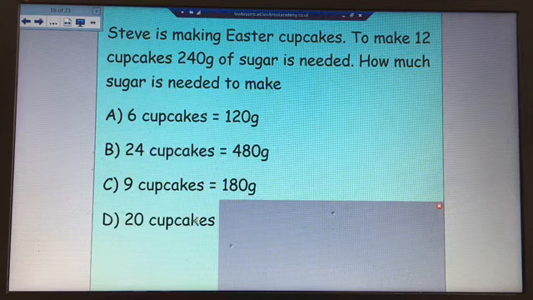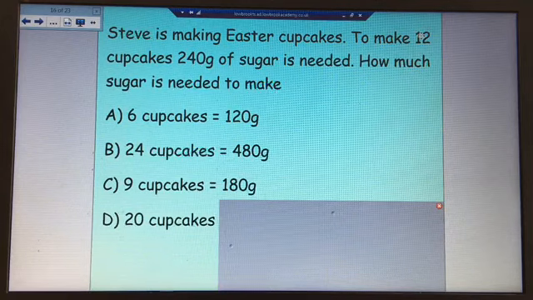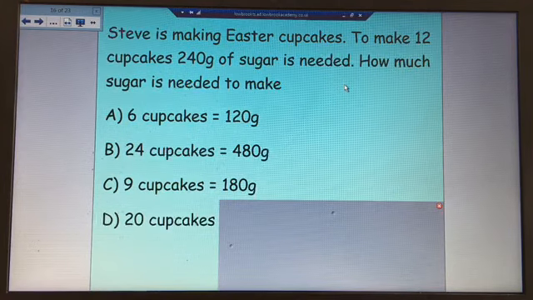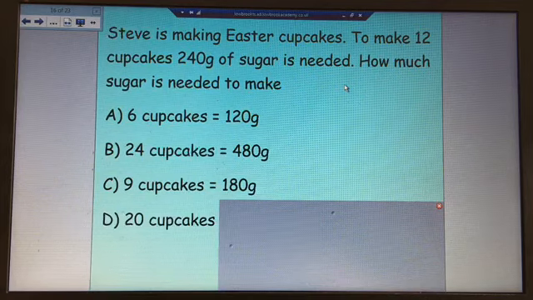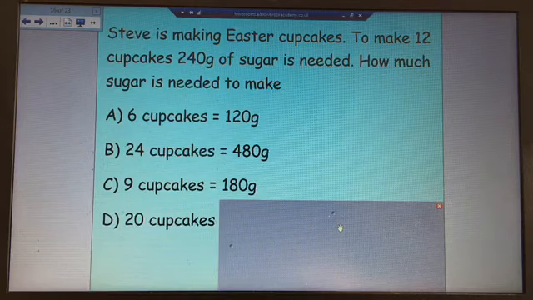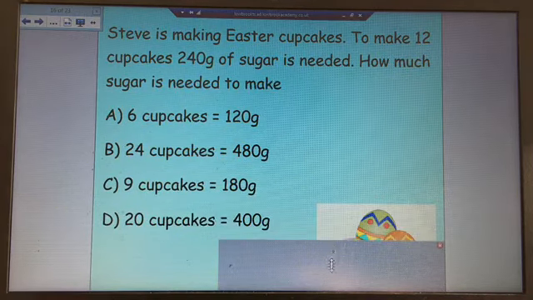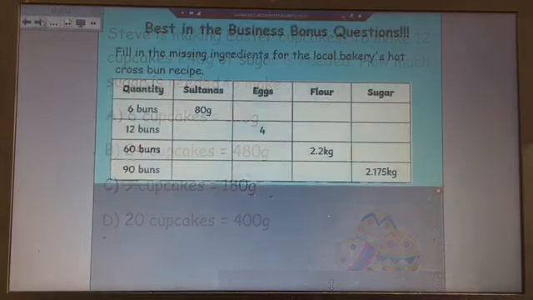20 cupcakes. So I would divide it and work out how much he would need for 2 cupcakes. So 12 divided by 6 is 2. 240 divided by 6 is 40, I believe. And then 40 times 10 is 400, because 2 times 10 is 20, so we've got to multiply it by 10 to make 400 grams of sugar.